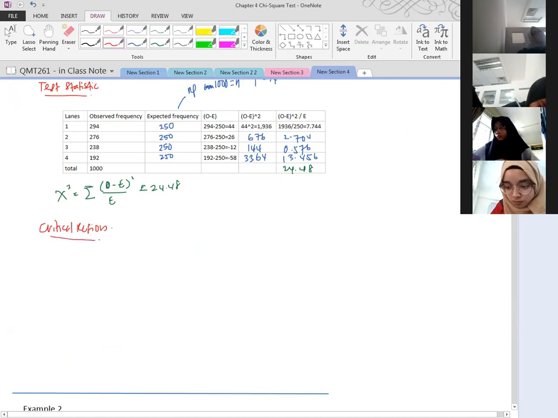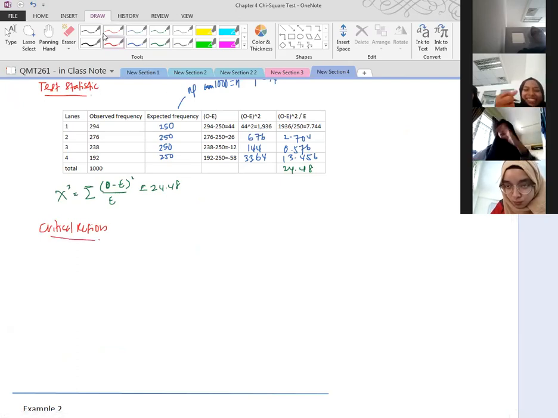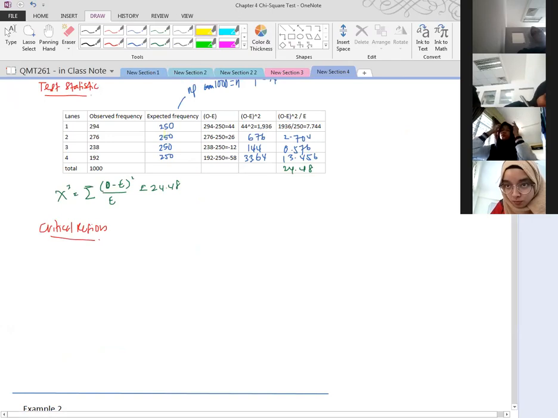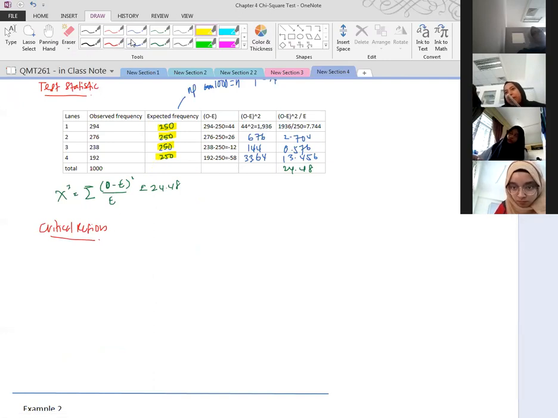But before we proceed with the critical region, we need to check each expected value. We need to make sure each expected value is more than or equal to 5. Since every row for expected frequency is more than 5, we don't need to worry. We can proceed with the critical region.